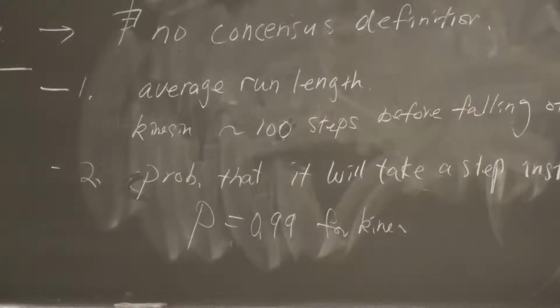Some people use the term highly processive when this number is high. But even if it takes only 2 steps before falling off on average, it is still processive, right? Questions? So, how does it fall off? Is there any mechanism in the binding with the specific track?